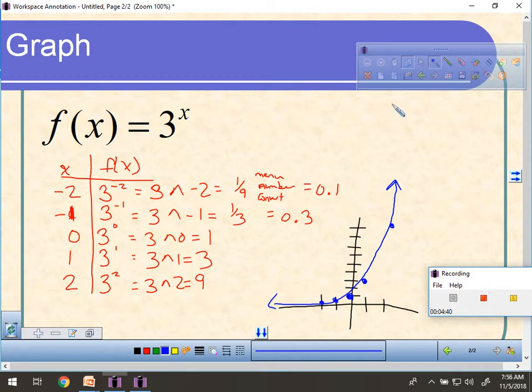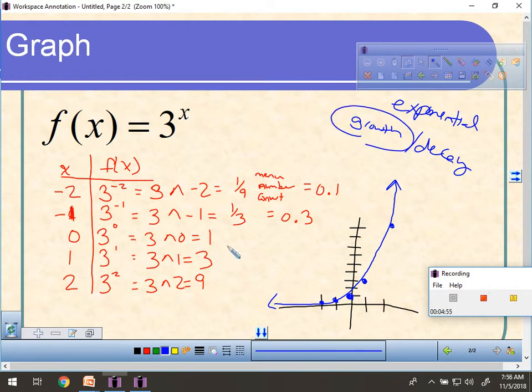Now, whenever you talk about exponential functions, there's 2 classifications. It's either a growth or a decay. What would you classify this exponential function as? It's a growth, right? You'll notice a decay because the decay is going down.